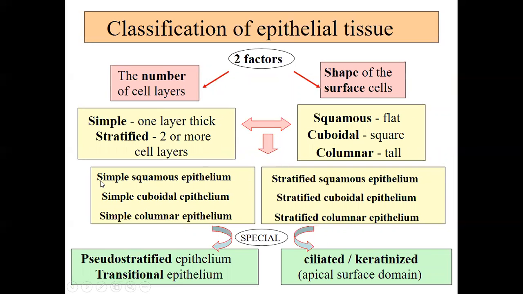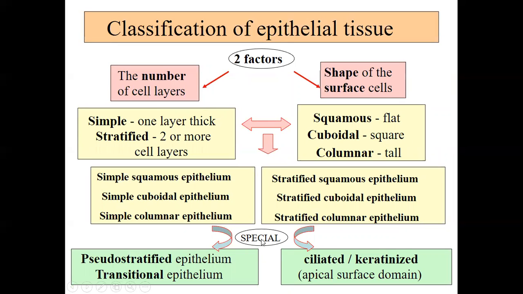So here you can have a simple squamous epithelium. We also can have a stratified squamous epithelium. Simple squamous epithelium has one layer, stratified squamous epithelium has multiple layers, but here it is squamous, so the cell is a flat shaped cell. Okay. Then we have the simple cuboidal epithelium, the stratified cuboidal epithelium, and then we have the simple columnar epithelium and also the stratified columnar epithelium.